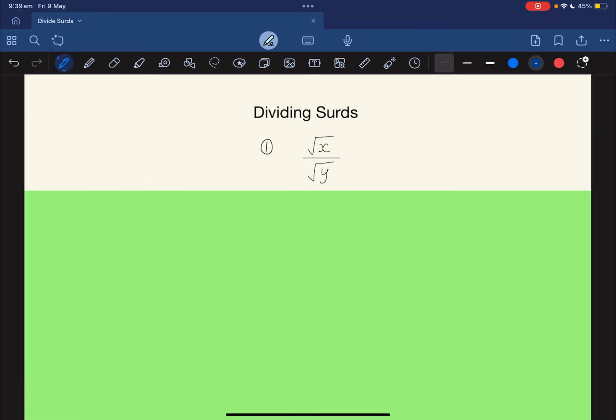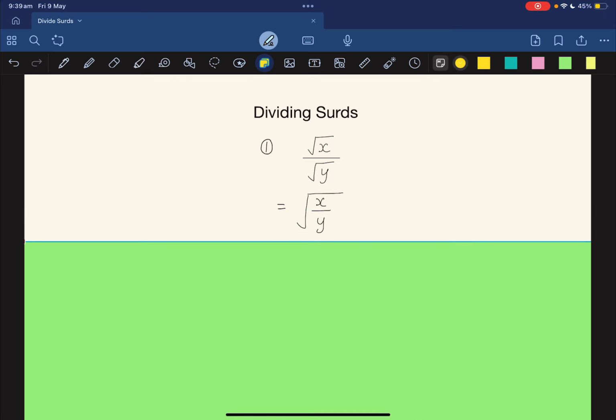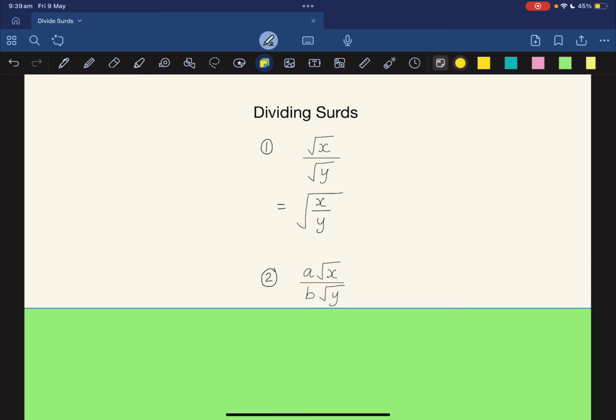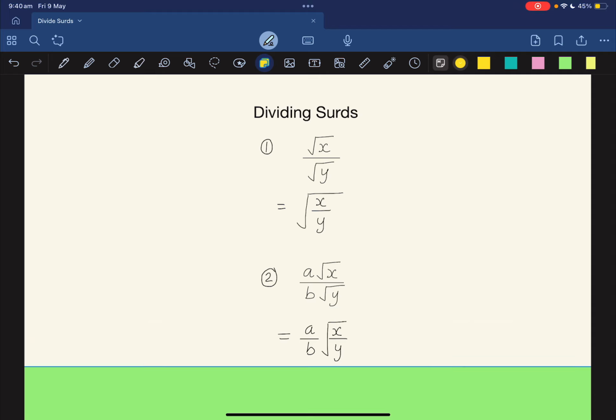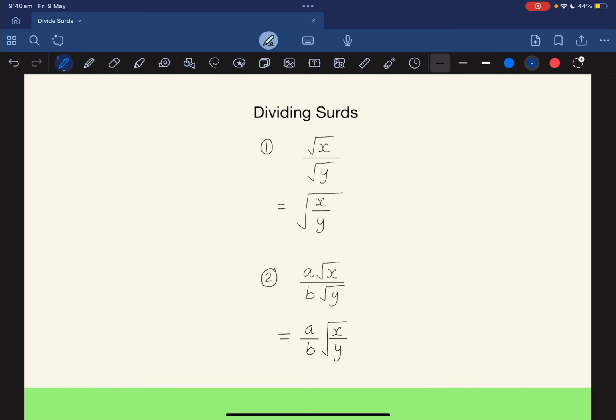So first, the dividing surds rules. Rule 1: if you've got root x over root y, you can write them all with the same surd sign and write it as a fraction under the surd sign, which is nice. And rule 2 is if you've got a few coefficients out the front, you just put that fraction out the front and write the numbers under the square root sign as a fraction as well. And I think that's all the rules for those. So division isn't too bad.